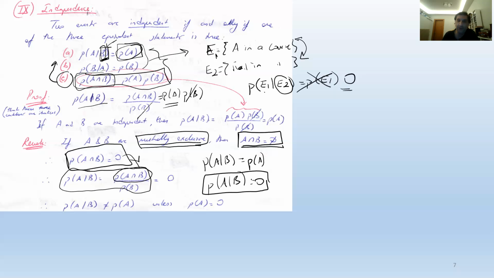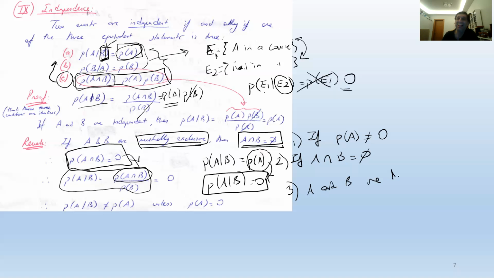So can we reconcile these two? Yes, but only if probability of A is equal to 0. So here is the idea. If probability of A is not equal to 0, and if A and B are mutually exclusive, so if these two conditions hold, then A and B are not independent. That may seem interesting, but if A and B are mutually exclusive, then most of the time, I'm talking about this condition, A and B are not independent.